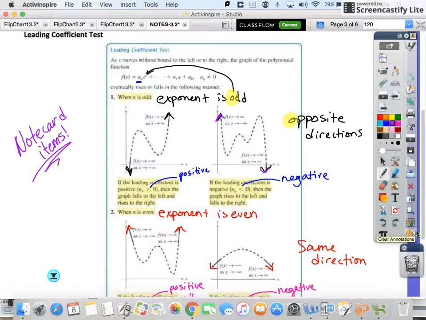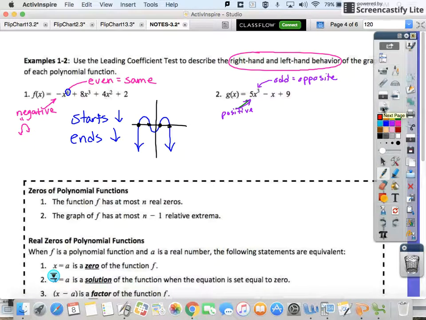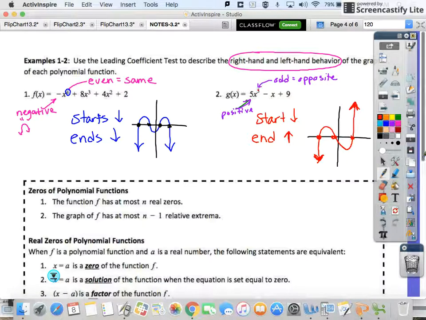Oh, sorry, I misspoke, you guys. That's if it's negative. We're looking at positive, so it's going to start down and end up. I apologize. Because this is positive, it's going to start down and it's going to end up. So what that's going to look like if there's 3 solutions is it's going to look something like this. Starts on the downward point, ends on the upward, and it crosses 1, 2, 3 times because we have a power of 3. All right.